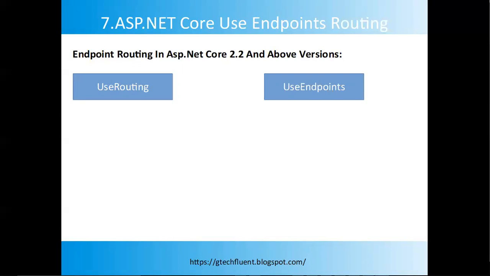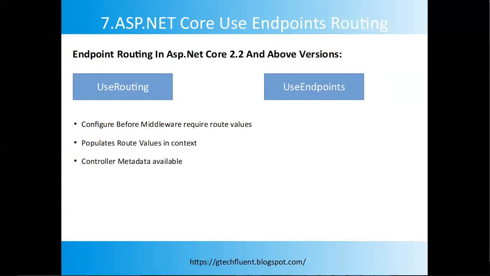UseRouting middleware populates the current HTTP context with the route values and controller metadata, which is not available in previous versions of ASP.NET Core. So any middleware after UseRouting has the capability to access the route values or controller metadata. UseEndpoints should be configured last in the application. UseEndpoints consists of all the convention-based URLs, and it is responsible for delegating and returning the response.